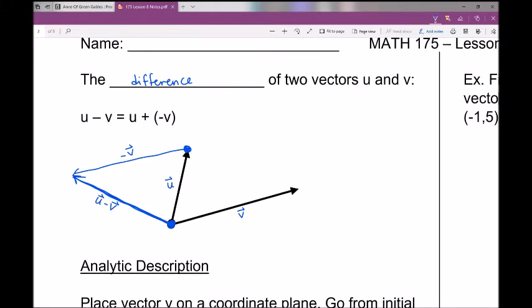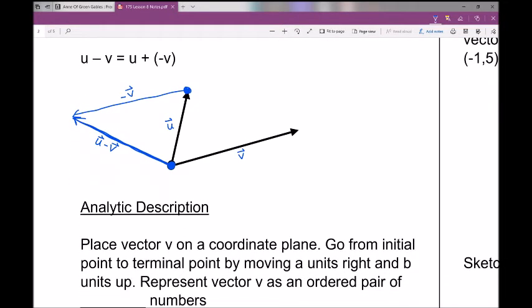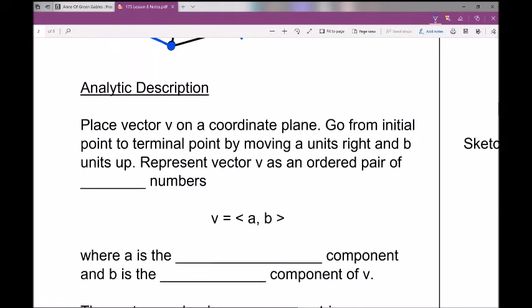So now that we've looked at vectors in a geometric sense, we're going to translate this to an analytic or a numerical representation. So if we place a vector v on a coordinate plane and go from the initial point to the terminal point by moving a units to the right and b units up, we can represent vector v as an ordered pair of real numbers. So we want to stay away from complex numbers, even though I know that we just talked about that a lot in the previous lesson. So we're going back to just the regular xy plane.